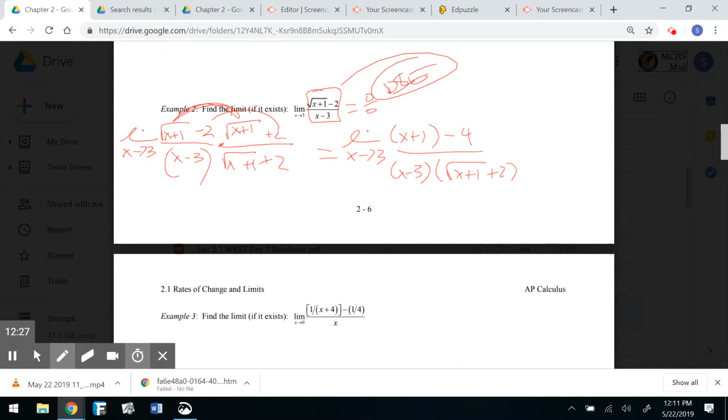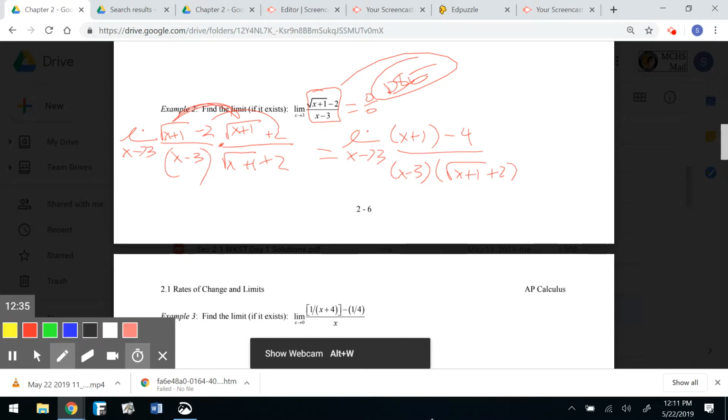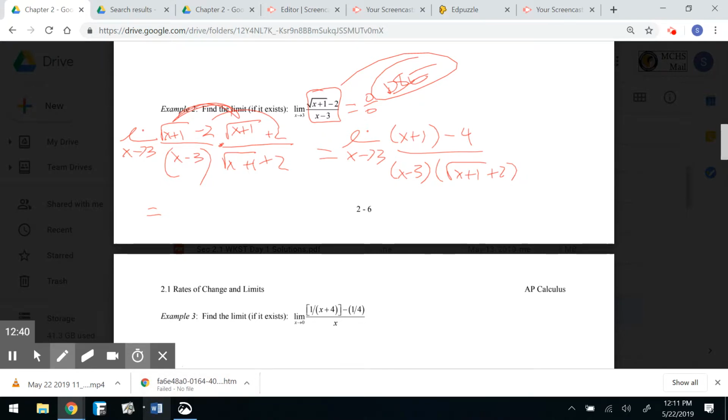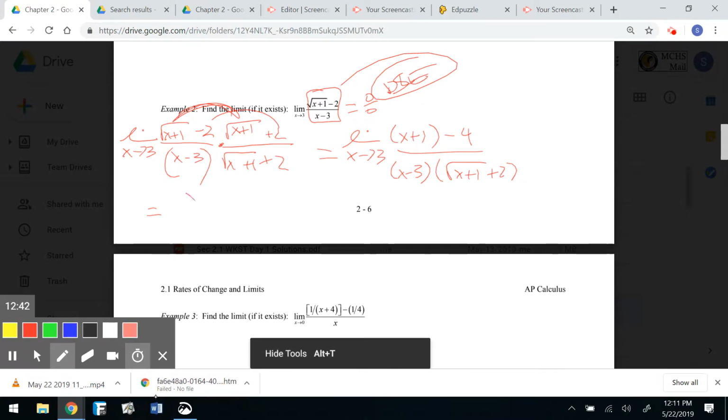Okay. Now, you're saying, Mr. Tanaka, that doesn't help me out because if I plug a 3 in right now, I get 0 over 0. And I'm going to say you're a smart cookie. It gives me 0 over 0. But if you notice, I haven't really crossed anything out yet. So let's simplify that numerator.